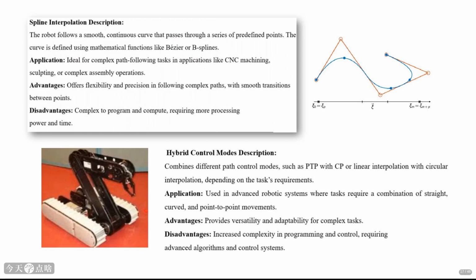Then there are hybrid control modes. These combine different techniques. Maybe the robot does a PTP move to a starting point, then follows a linear path, then a circular arc, and finally another PTP move. This gives maximum versatility for complex tasks. It's all about choosing the right tool for the job.